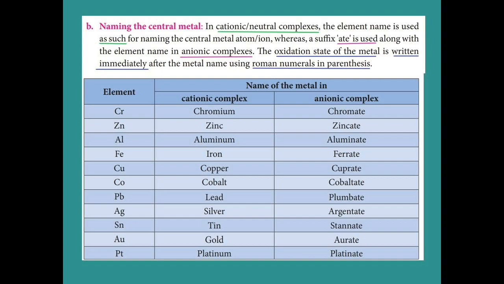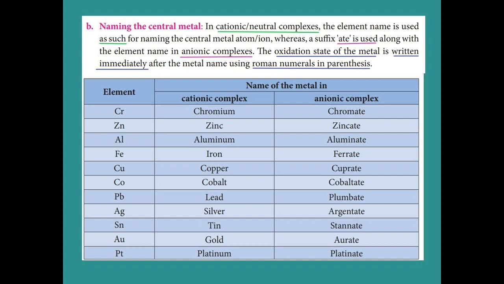But for chromium present in an anionic complex, we never write it as chromium. We have to write it as chromate. In the same way, zinc in a cationic complex is zinc, but in an anionic complex it is zincate. For aluminium, a cationic complex means aluminium, an anionic complex means aluminate. For iron, in a cationic complex we mention iron, but in an anionic complex ferrate. For copper, a cationic complex is copper, but an anionic complex is cuprate.